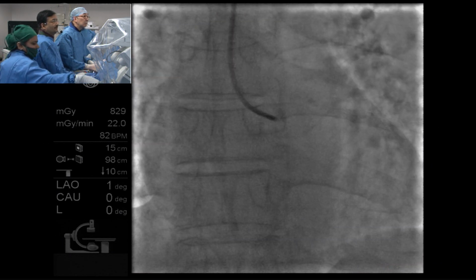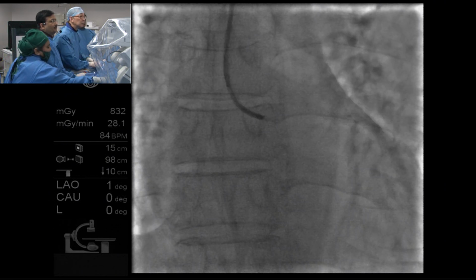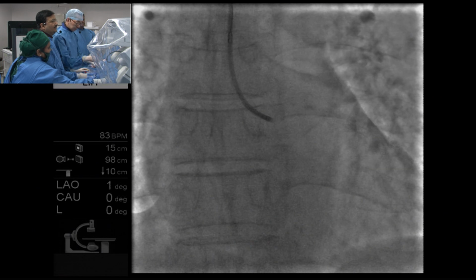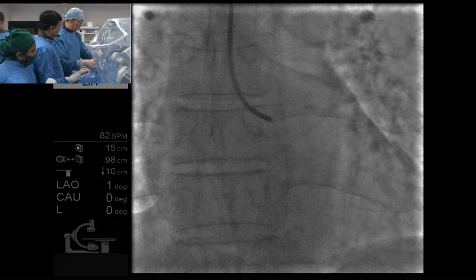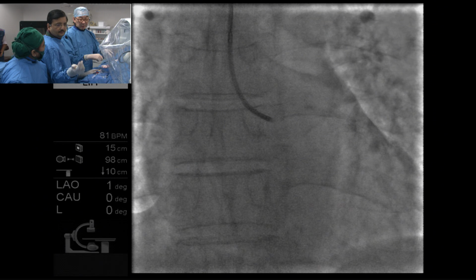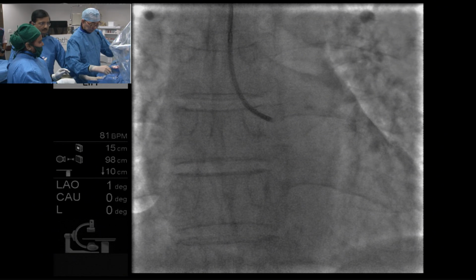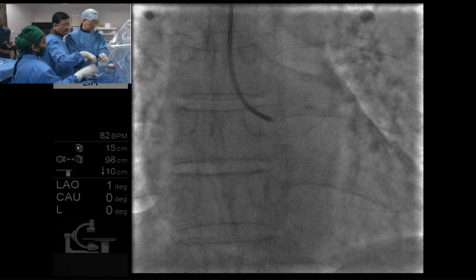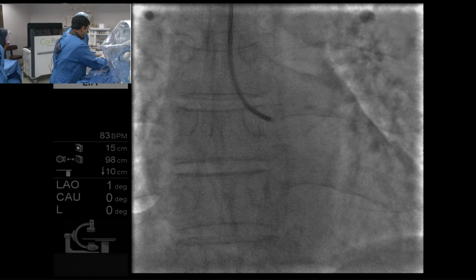Almost there. No, the wire's no good. A little pull. The wire's no good. Give me a new wire. A new one. So what would be the right catheter for this actually? Probably Amplatz left one, AL1. Yeah, I think that way.